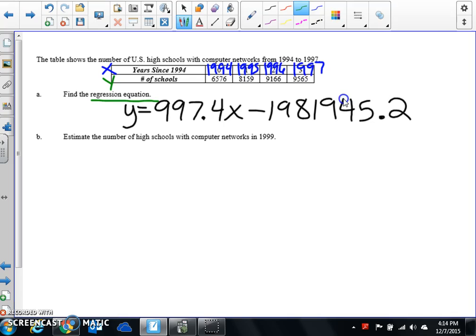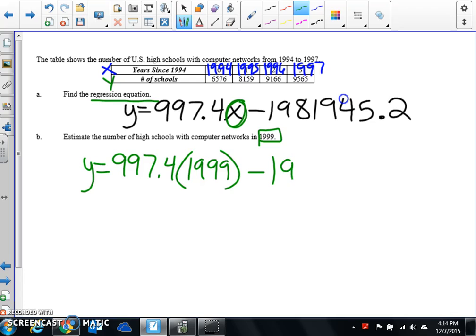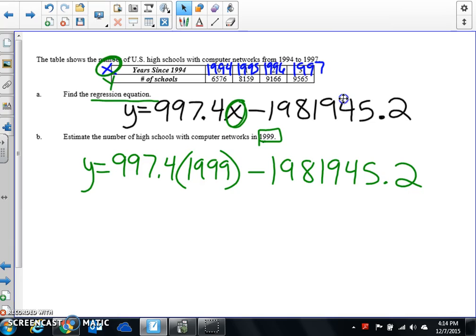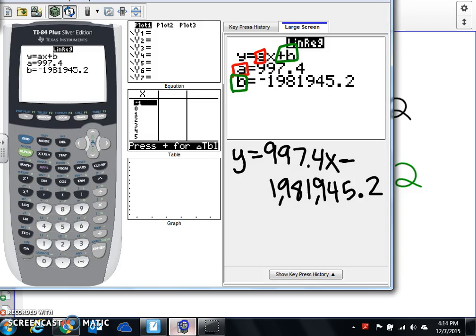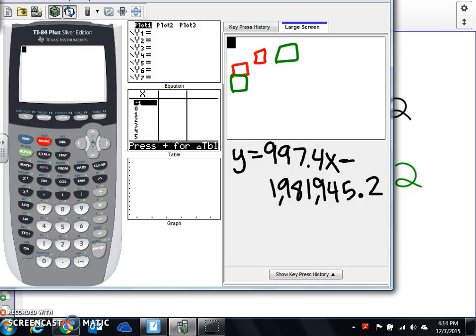All right, so then I would want to do 1999. 1999, I just plug in here for x. So I would say y equals 997.4 times 1999 minus 1981945.2. Right? Because this is my x value. So I just plugged it in. Now you grab your calculator again. So go ahead and grab that calculator. We want to get out of there. So second quit. Let me erase this for you.